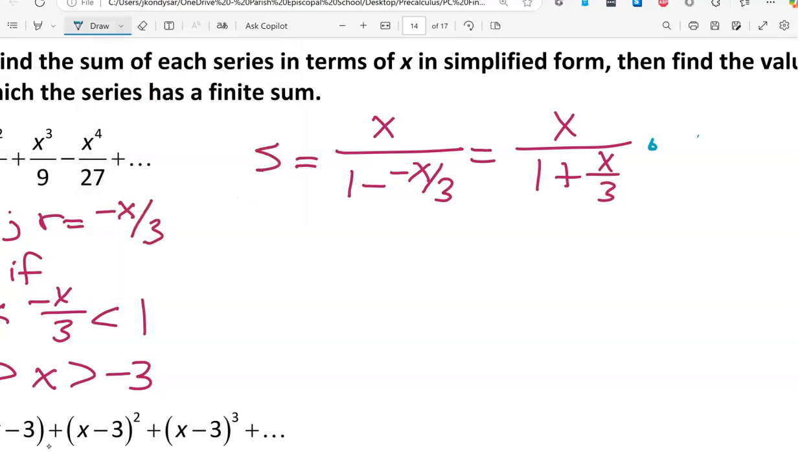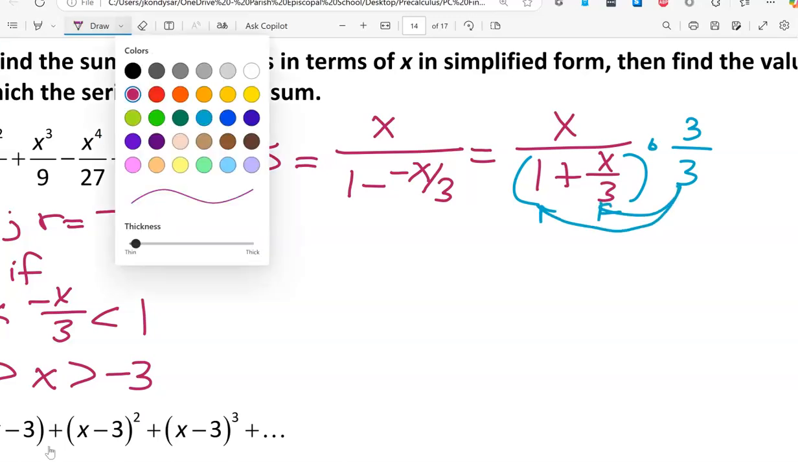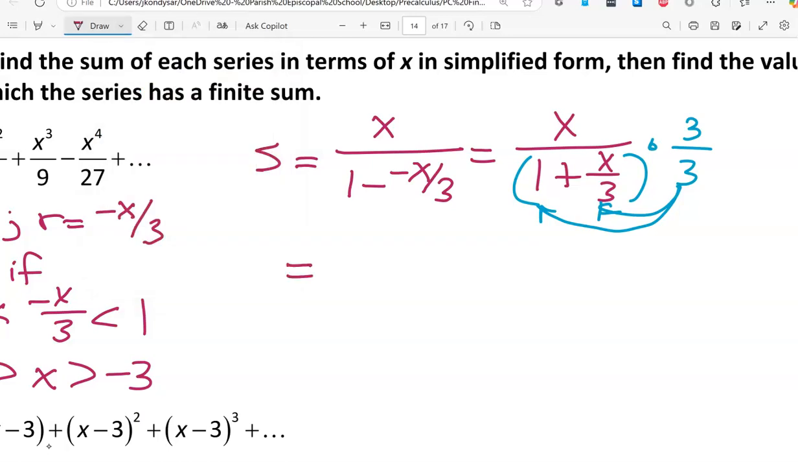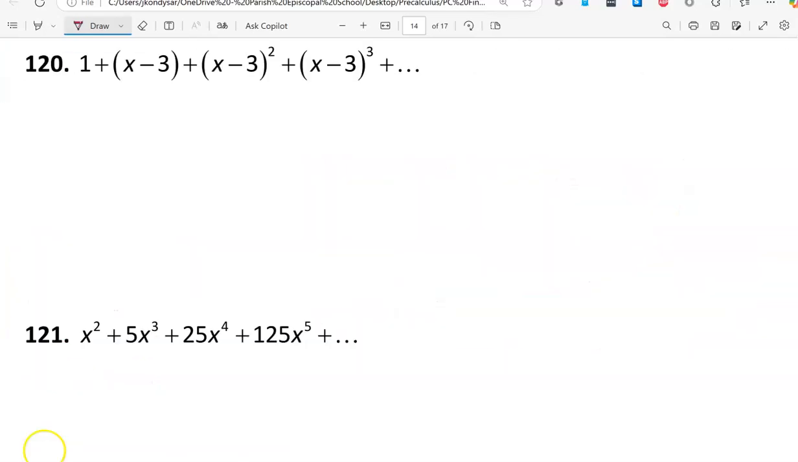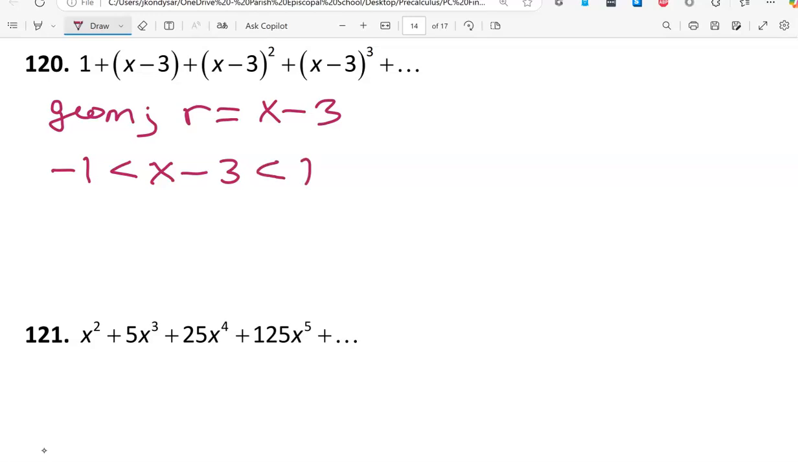Let's multiply both top and bottom of this complex fraction by 3, and then distribute to both terms in the denominator, and that will give us a sum of 3x divided by 3 plus x, and that will be for values of x that are between -3 and 3. That would be when this series converges to a sum. In 120, we have a geometric series with an r value of x minus 3, and so this series converges when the r value is in between -1 and 1.